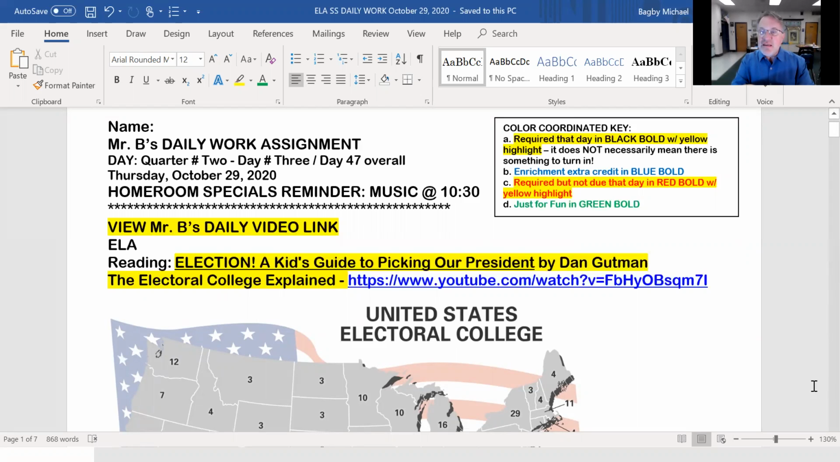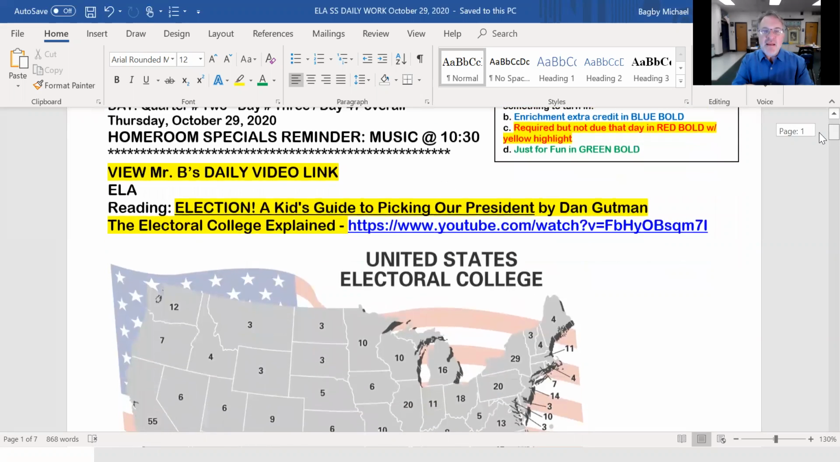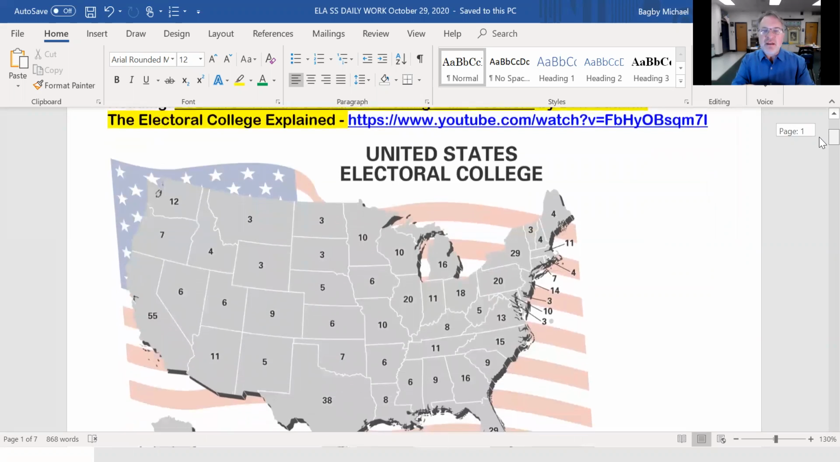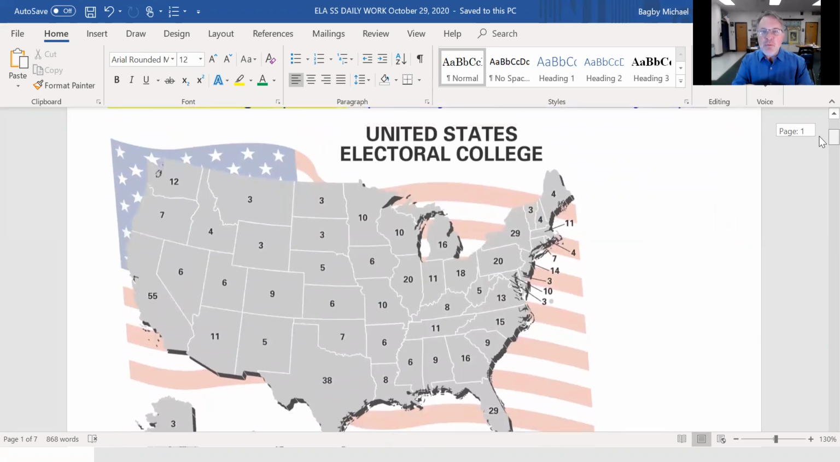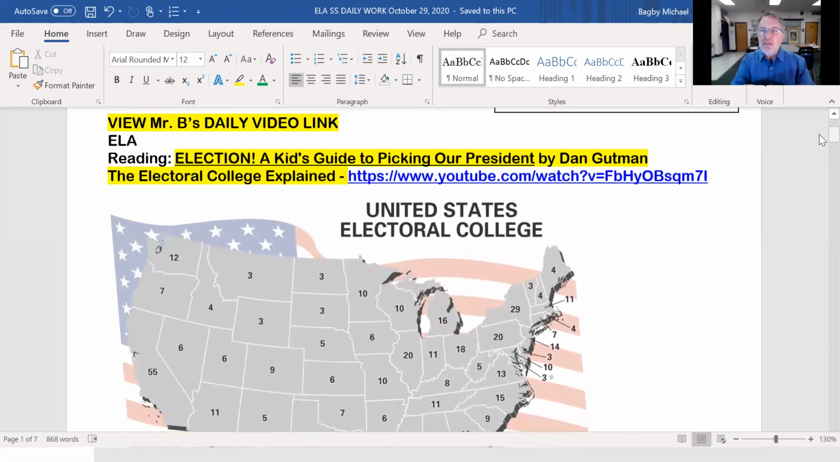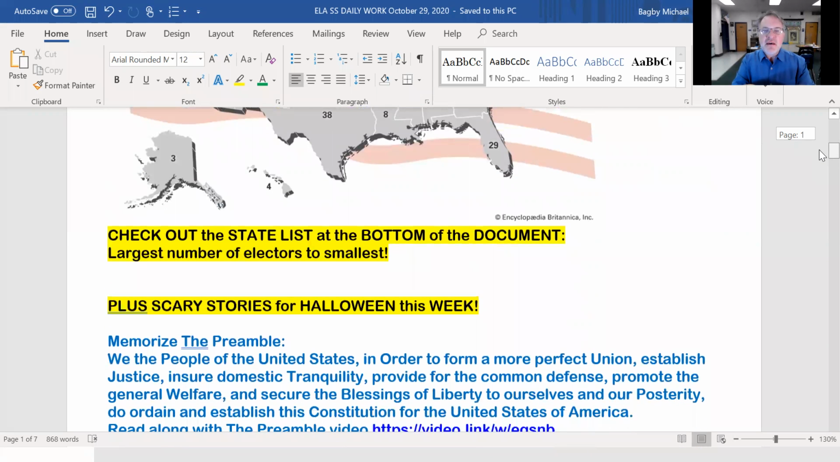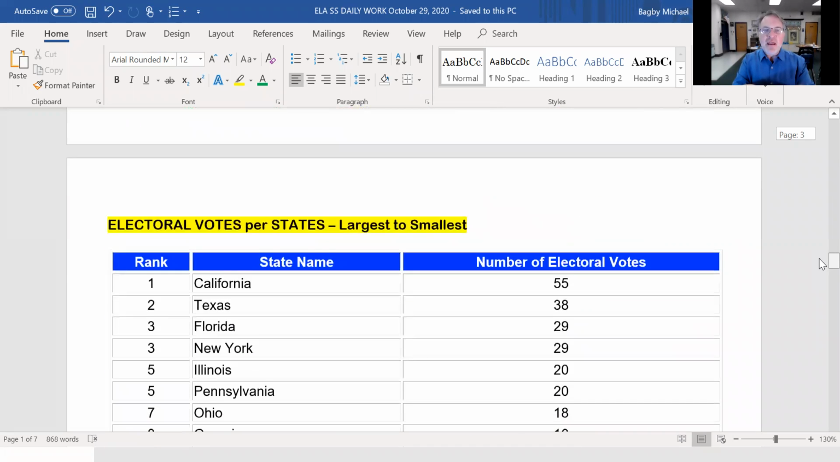We're going to really dig deeply and dive deeply into the electoral process today and the campaign for the presidency. As you see, we have an electoral college map here, which we will fully explain with a great little video. And we have a list of the states from top to bottom, from the largest number of electors to the smallest. Let's zip down there and take a look at it.